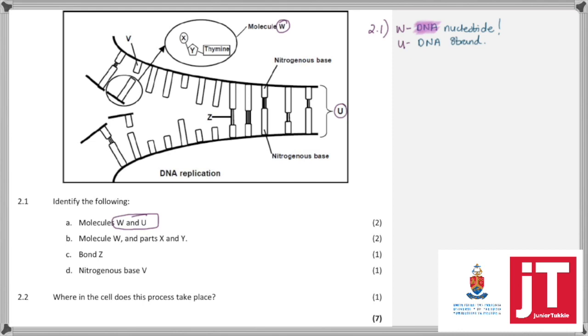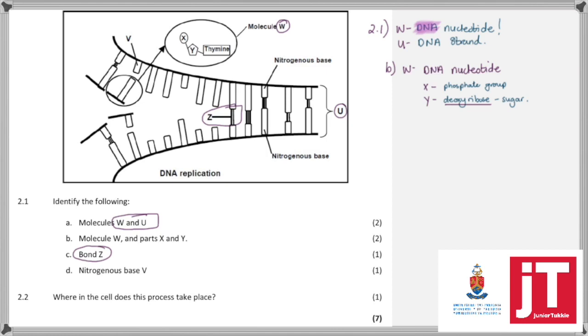Right, 2.1b again asks us for molecule W and then parts X and Y. Looking at molecule W, again we have a DNA nucleotide, but the parts of this DNA nucleotide are X, our phosphate group, and Y, our deoxyribose sugar. Simply writing pentose sugar or sugar is not going to be good enough here. We have to refer to deoxyribose because it is a DNA nucleotide.